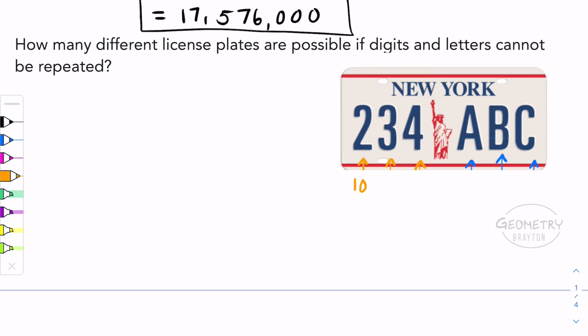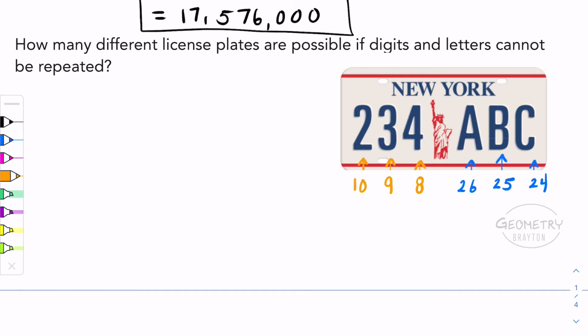We used one of the digits, so we have to remove that, which means for the next place, there are only 9 options because we used one of them. And for the next place, there are only 8 options because we've already used 2 of them. Remember, you cannot have anything repeating. For the letters, the first letter, you have the full alphabet to start with. You have 26 choices. For the second place, we already used one of the letters, so now we only have 25 options. And lastly, we only have 24 options.